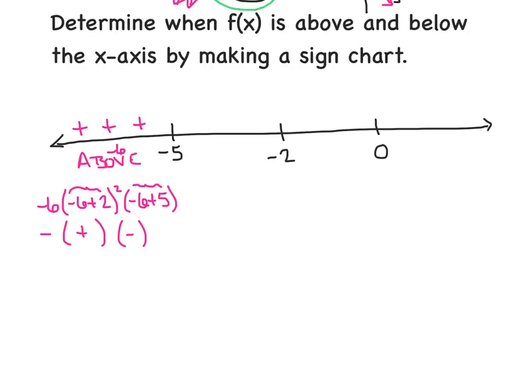Now the next interval, you have the freedom to pick any number between negative 5 and negative 2. It doesn't even have to be the same number I pick. I'm going to pick a negative 3 and I'm going to substitute it into the original equation that was factored for me already.